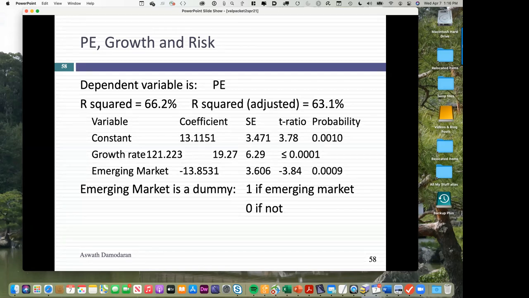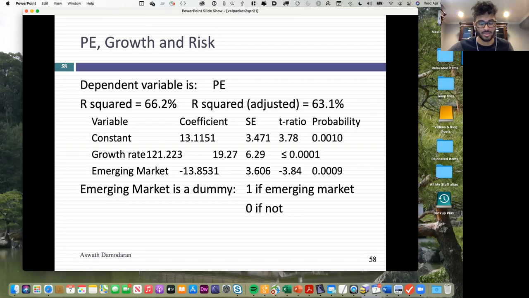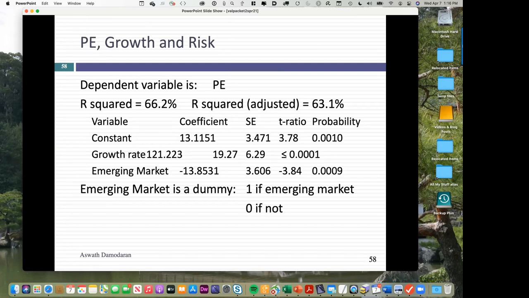Do you remember dummy variables from statistics? In your statistics class, did you ever talk about a dummy variable? Anybody know? Jake, what's a dummy variable? What does it do? Well, it could either be one or zero, right? So here's what I did. I created an emerging market dummy variable. I put in one for all the emerging market telecom companies and zero for all the developed market telecom companies. It's kind of a rough proxy for, hey, maybe the market is treating emerging market telecom companies differently from developed market telecom companies. I ran the regression.